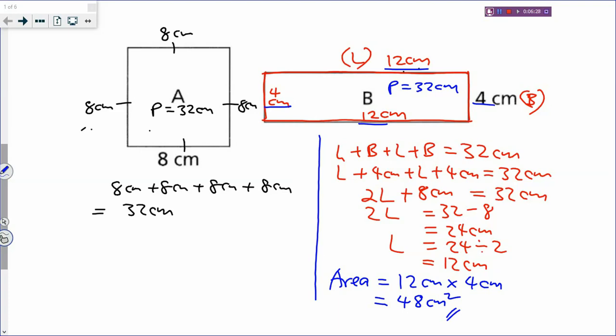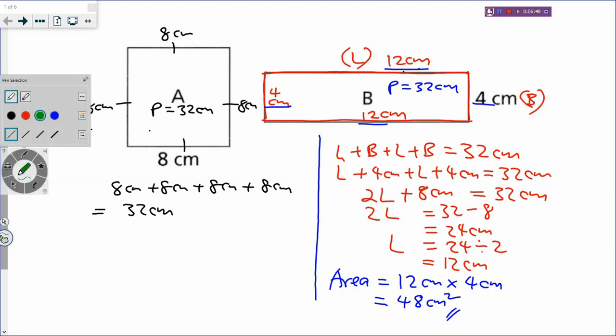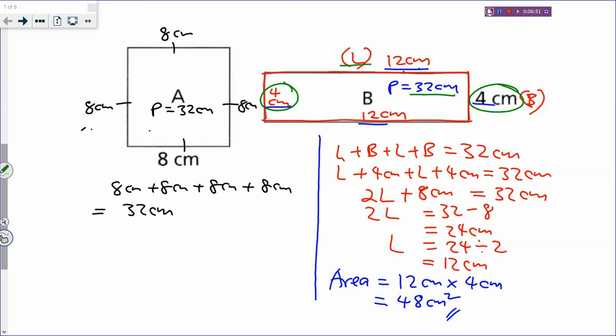So in this question, you are tested on how to find the perimeter of the square, and after that, how to find one length of a rectangle. To find one length of a rectangle, you take the perimeter of the rectangle minus away the 2 breadths, and you get 2 lengths. Then you divide by 2 to get 1 length. And once you get 1 length, you can find the area of the rectangle, which is length times breadth.